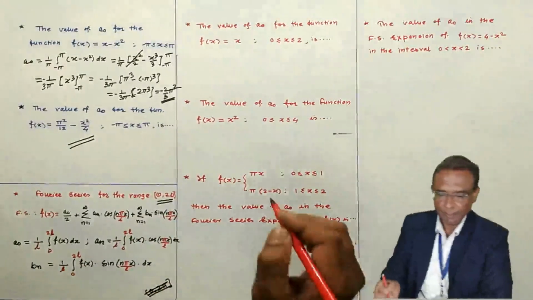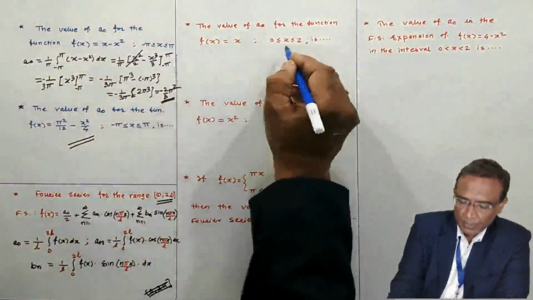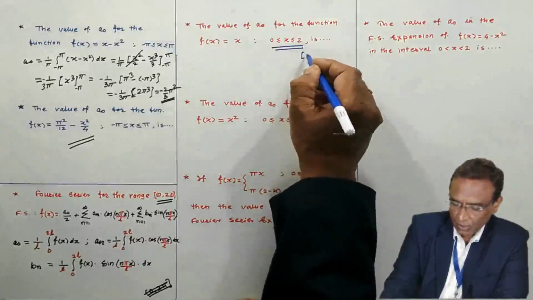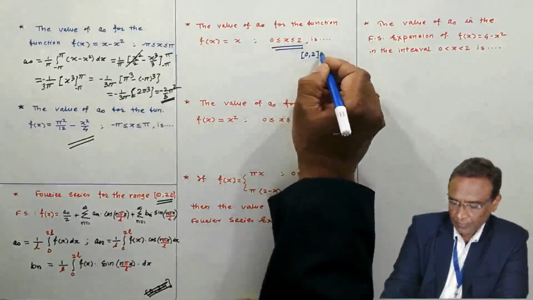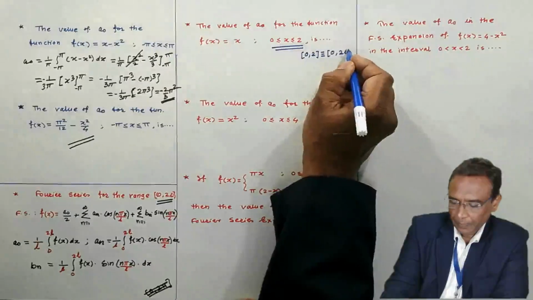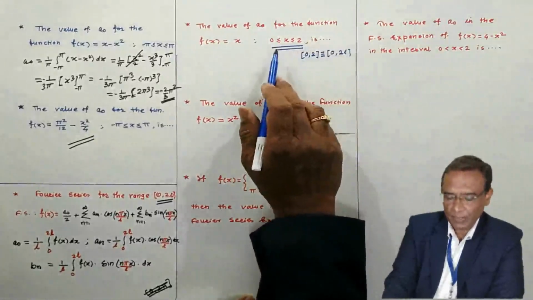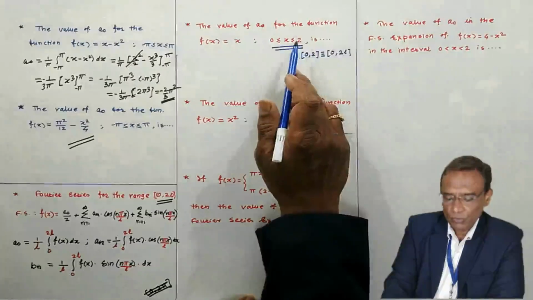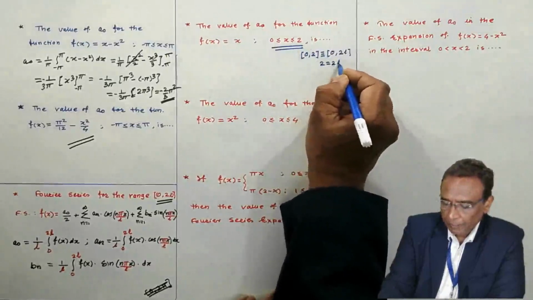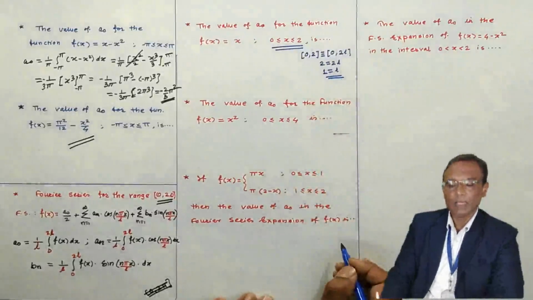Now, very quickly, the value of a0 for the function f(x) equal to x. First of all, in Fourier series, we have to look at the range. Okay, the range is what? 0 to 2. This must be equated with 0 to 2L. We don't have 0 to 2 pi. It is 0 to 3, 0 to 4, 0 to 1, 0 to 5 like that. So 2 equal to 2L, therefore L equal to 2 by 2, which means 1. The value of L is 1.